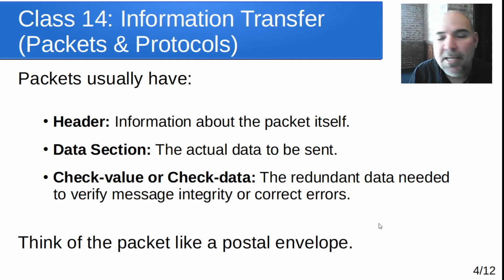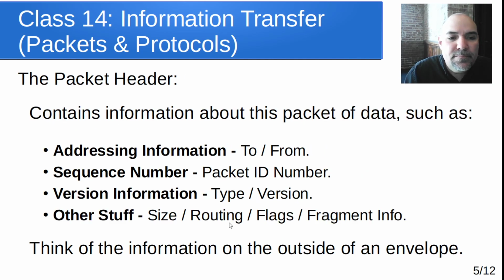So think of a packet like you would an envelope that has a letter inside it. You have stuff written on the outside that tells information about the packet itself. Where's it going? Where's it coming from? Maybe it has something about what type of information it is on the outside. And then you open it, and there's the data on the inside. But it goes one step further to have this check value that says this is a summary or redundant information about what's inside of that.